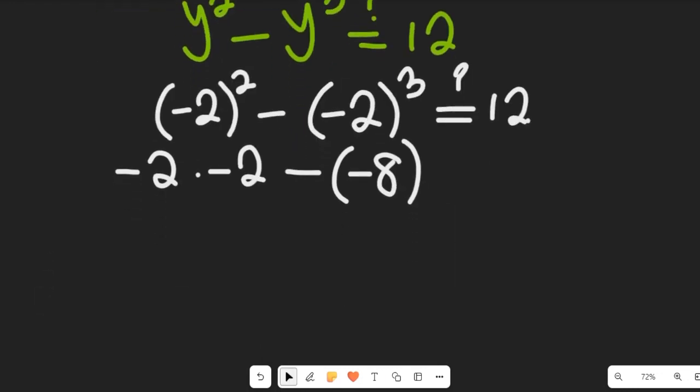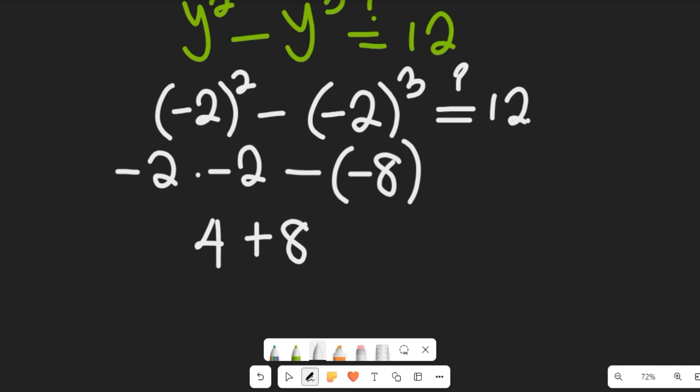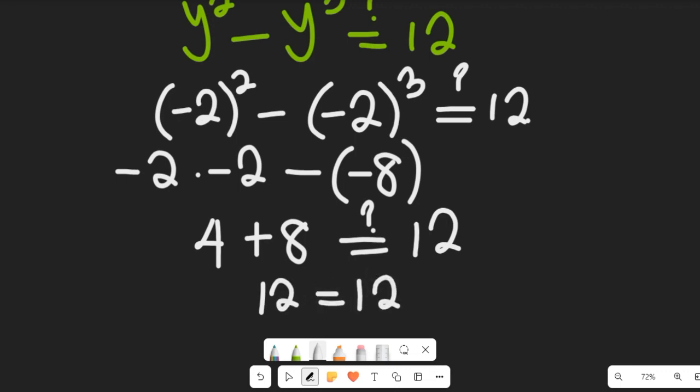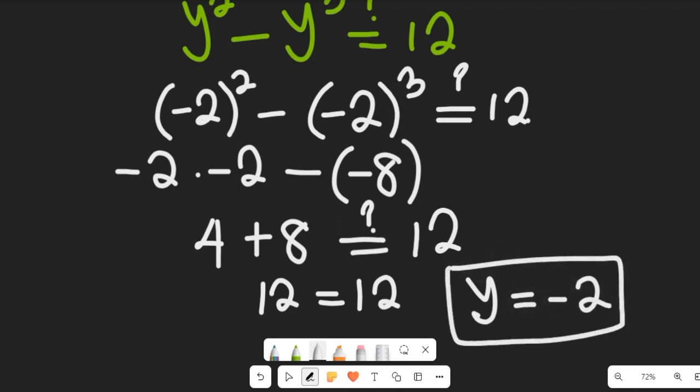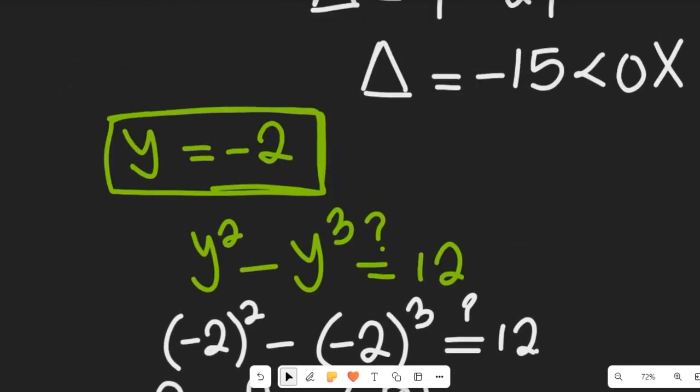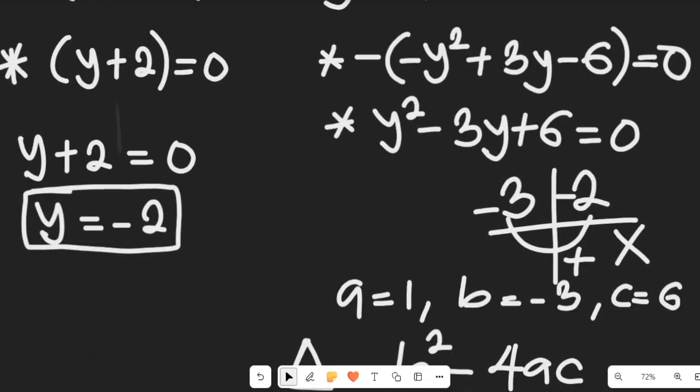While this gives me 4, this is going to give me plus 8. Is it equal to 12? 8 plus 4 is 12. So that is equal to 12. So that confirms that the value of y equal to negative 2 is truly the right solution that satisfies that polynomial expression that is given to us up there.